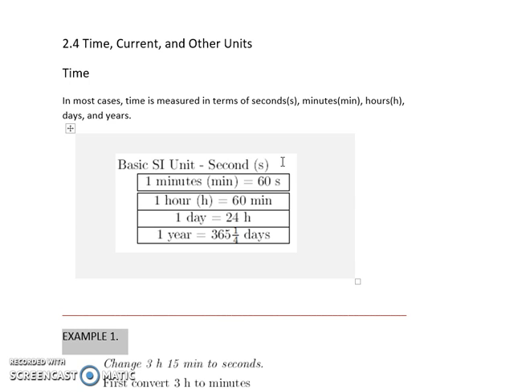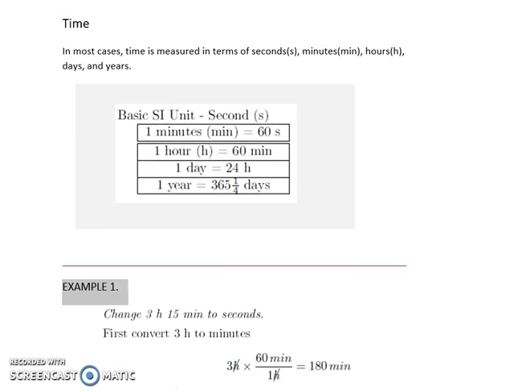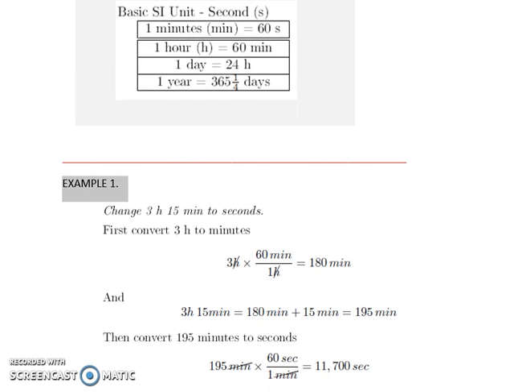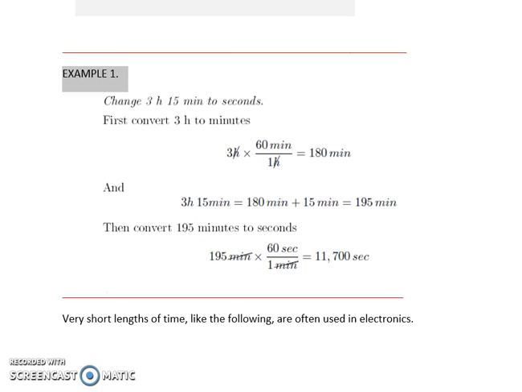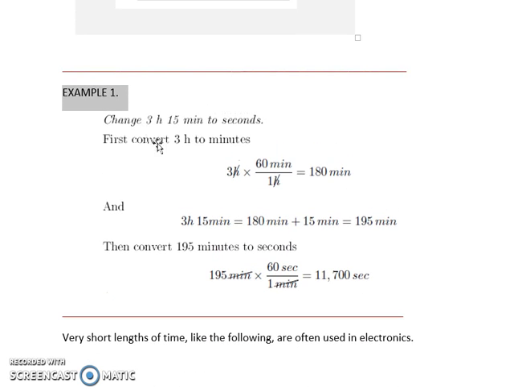The basic unit of time is the second. Below this we have an example showing how to convert 3 hours and 15 minutes to seconds. First, we would convert 3 hours to minutes by multiplying 3 hours by the conversion factor for converting 1 hour to 60 minutes. If we set up the hours in the denominator, then we can cancel the old units of hours and be left with just the minute units, and then multiply to get 180 minutes. And 3 hours and 15 minutes is then equal to 180 minutes plus 15 minutes, which is then 195 minutes.